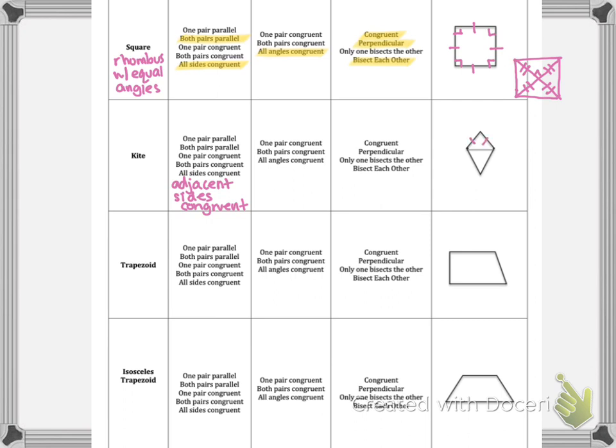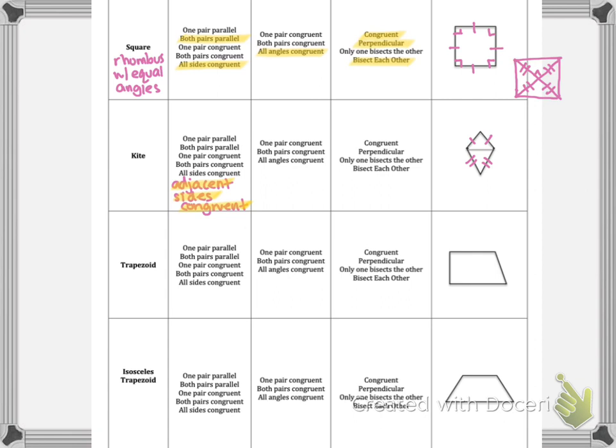Adjacent means the sides that are side by side. So adjacent means they share a vertex. So we have these sides that are congruent. So let's go ahead and highlight that. We know that that's going to be true. And I mean like a kite, like the ones you used to fly as a little kid. That is what I'm referring to.